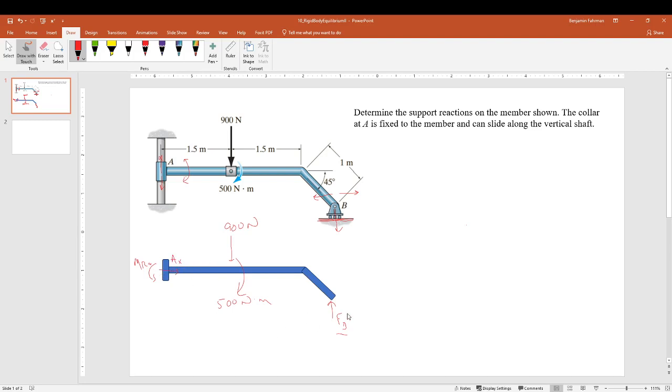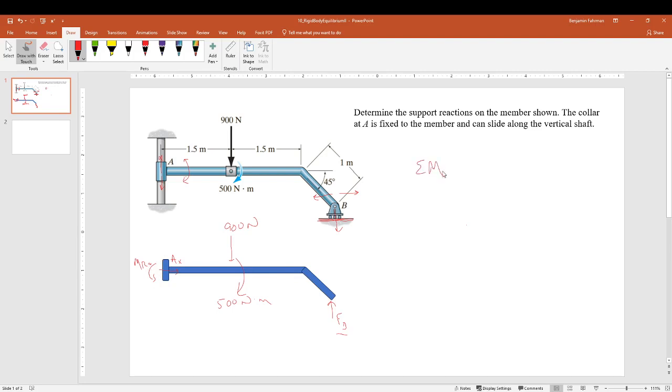These are the forces or the reactions that these supports can add to this member, because these are the motions that it can prevent. Hopefully that makes sense. This roller prevents a downward motion, so it has an upward force. This collar prevents a horizontal motion, so it has a horizontal force, and it prevents a rotation, so there's a moment reaction. Now that we have the free body diagram, we can just sum equations like we always do.